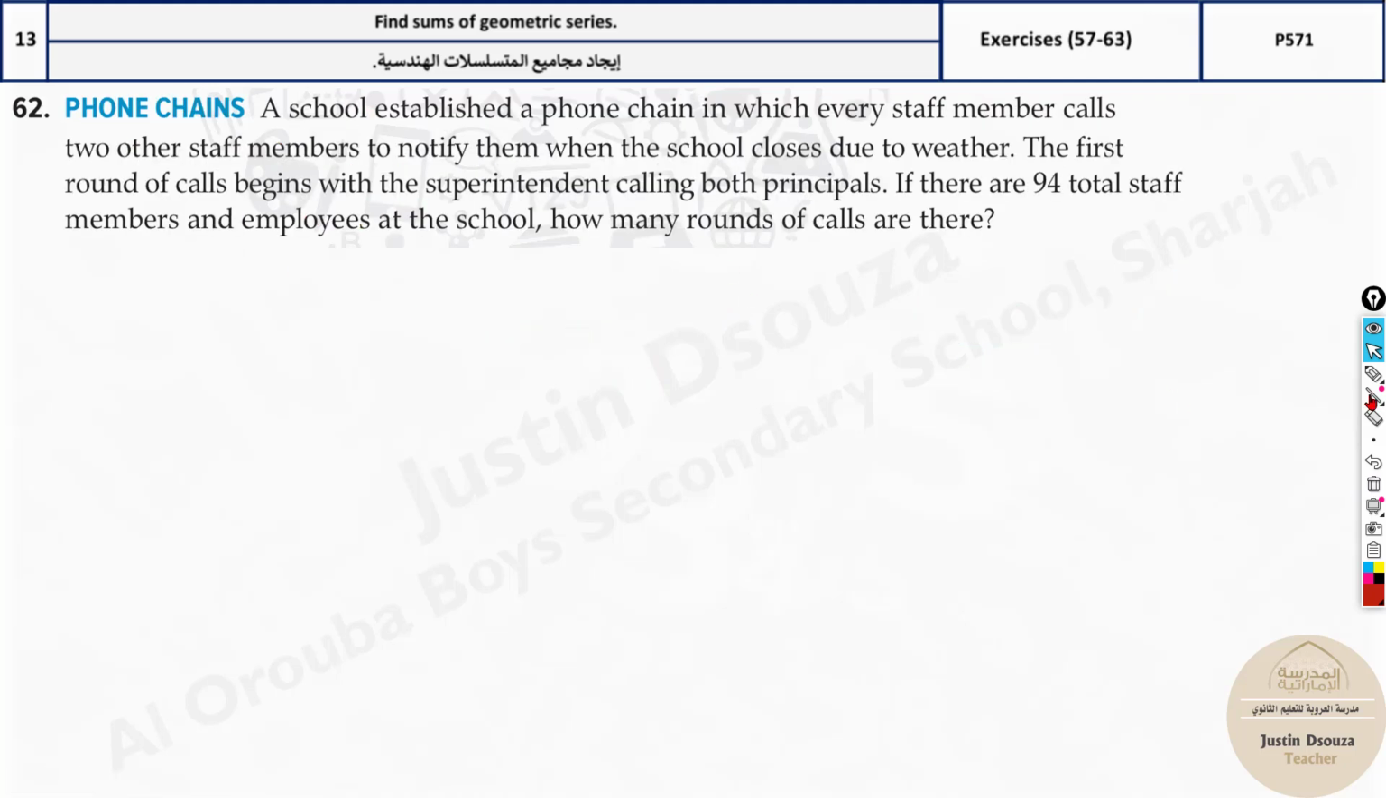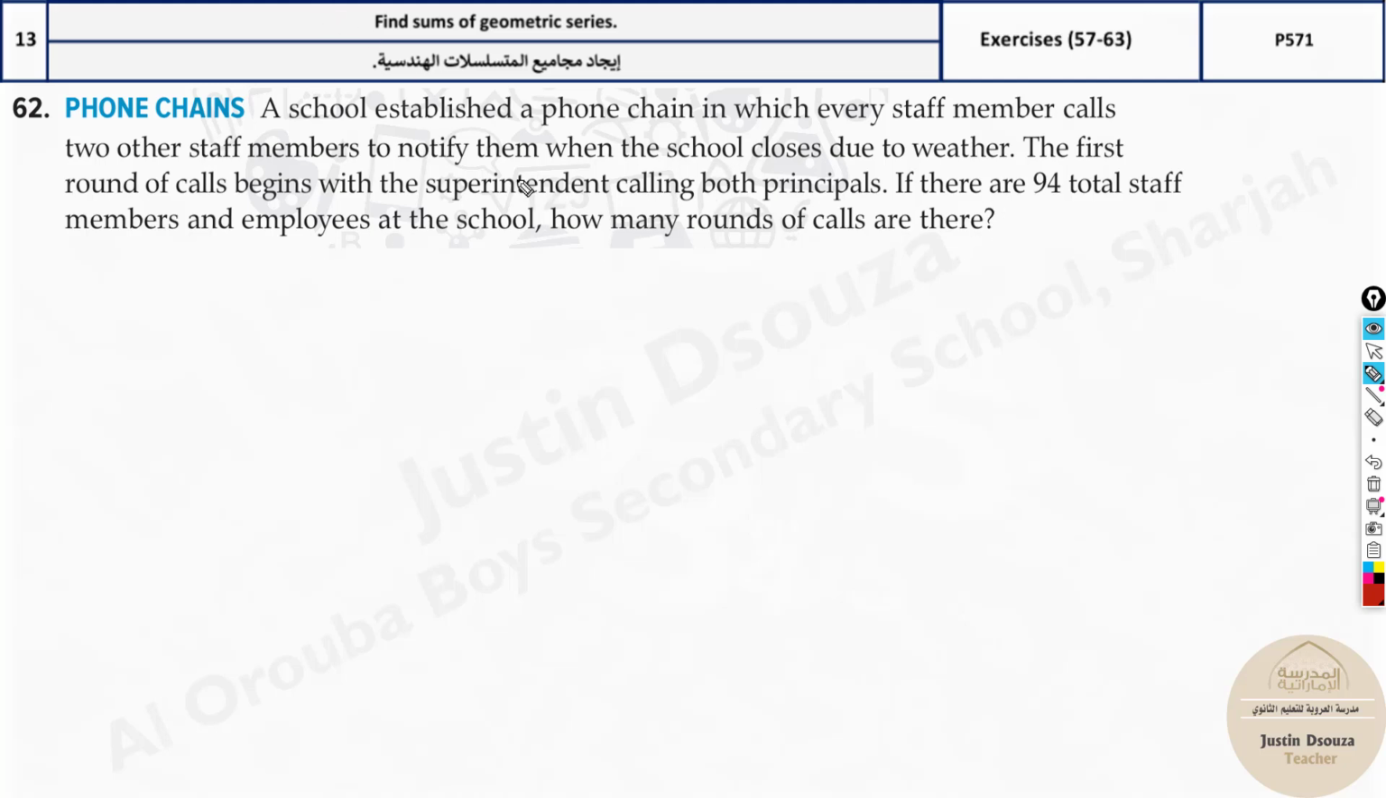The next one is about phone chains. A school established a phone chain in which every staff member calls 2 other staff members to notify them when the school closes due to weather. The first round of calls begins with the superintendent calling both principals. If there are 94 total staff members and employees at the school, how many rounds of calls are there? This is a very nice idea where if there is adverse weather and the school is being closed, the employees will call each other. So one person has to call 2 people, and then they will call other 2 and other 2, and this is how it goes.